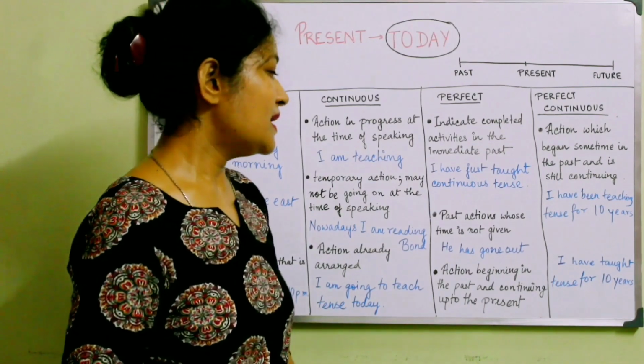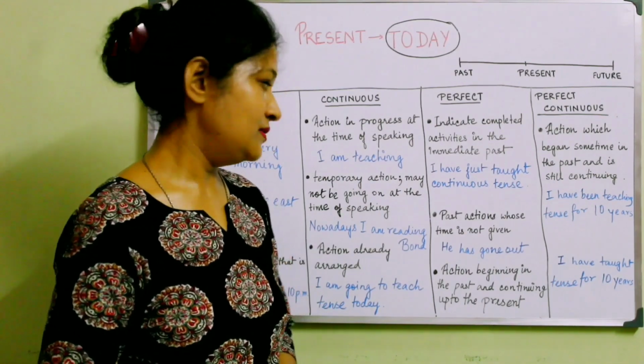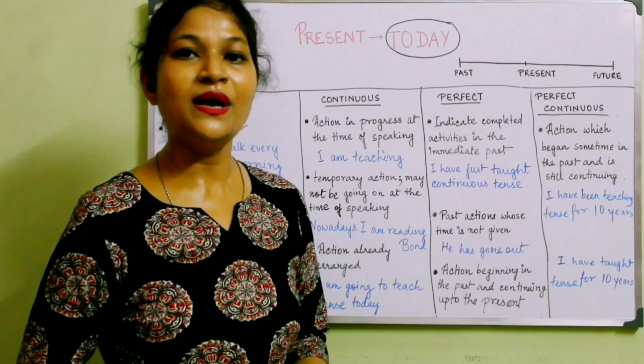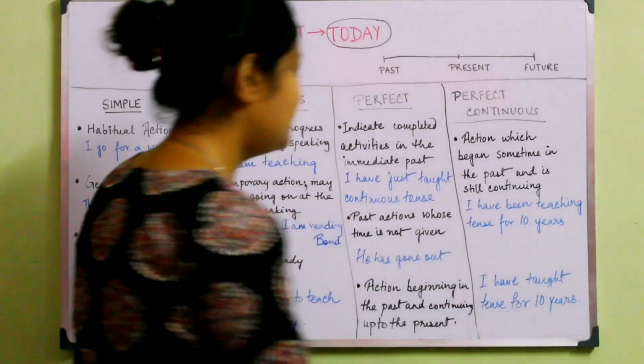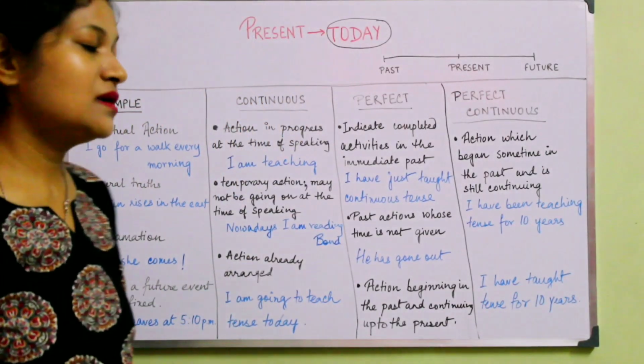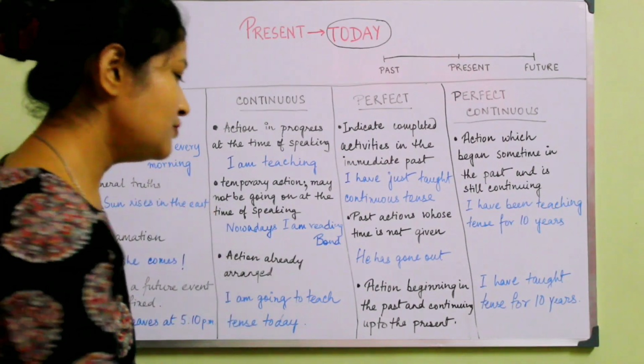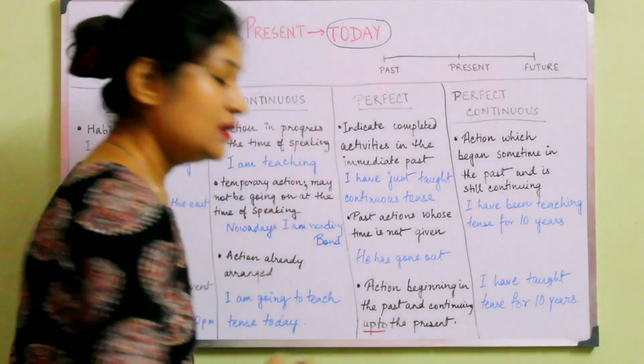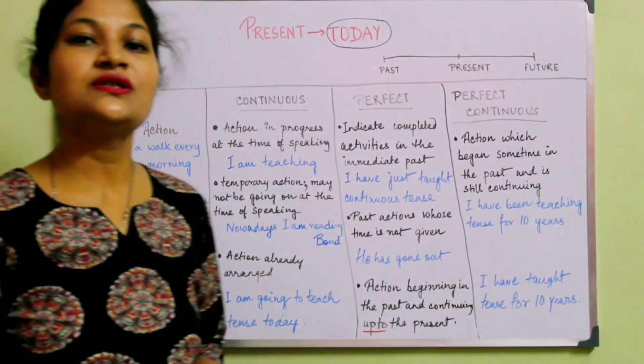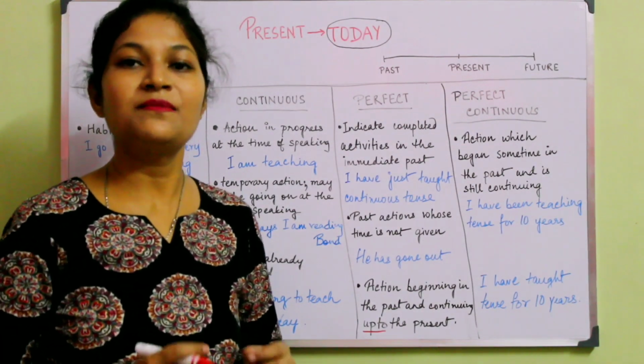Number 2, past actions whose time is not given. He has gone out. We don't know when he has gone out, but he has gone out. Number 3, action beginning in the past and continuing up to the present. Here the most important word is up to. The word up to states that the action may or may not be continuing in the present moment.